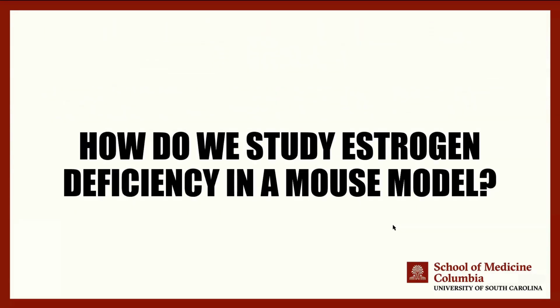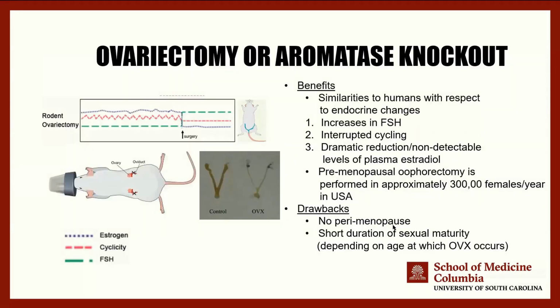The two models that we primarily use in our experiments are the ovariectomy or aromatase knockout mouse model. The ovariectomy mouse model is very straightforward. You simply do a bilateral removal of the ovaries, which is quick and easy to do, and it produces non-detectable or very low levels of plasma estradiol. The drawback of this model is that there's no perimenopause, right? You just basically lose estrogen almost immediately.